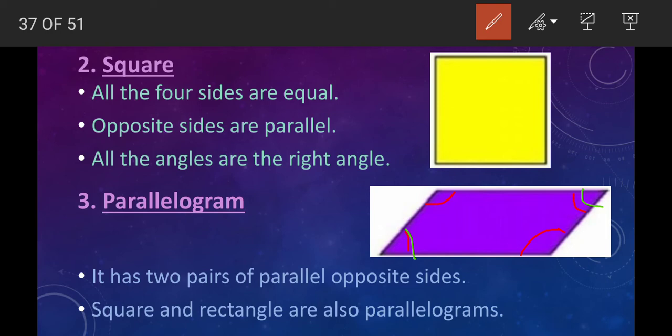Clear everyone? And we can say that a square and a rectangle are also types of parallelogram. We can say that a square is a parallelogram, but a parallelogram is not always a square. Same, a rectangle is a parallelogram, but a parallelogram is not always a rectangle.